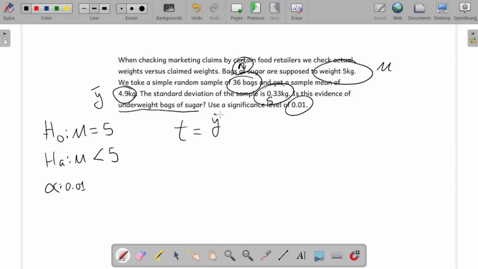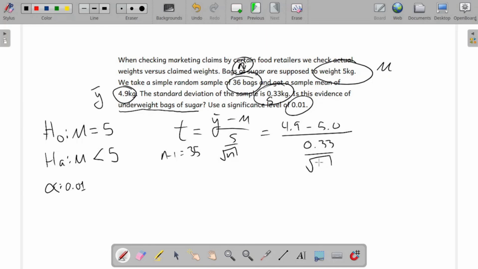We need y bar minus mu over s over square root n. Degrees of freedom here, again, is n minus 1, so that'll be 35. Plugging in the numbers, we have 4.9 minus 5.0 over 0.33 over the square root of 36. If you do the math on your calculator, this is negative 1.818. That's our test statistic.